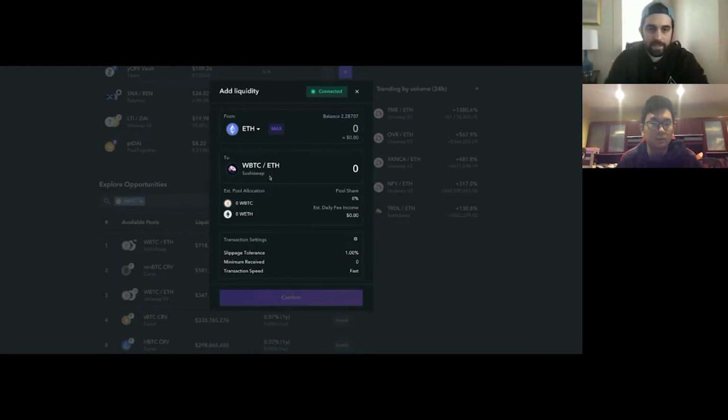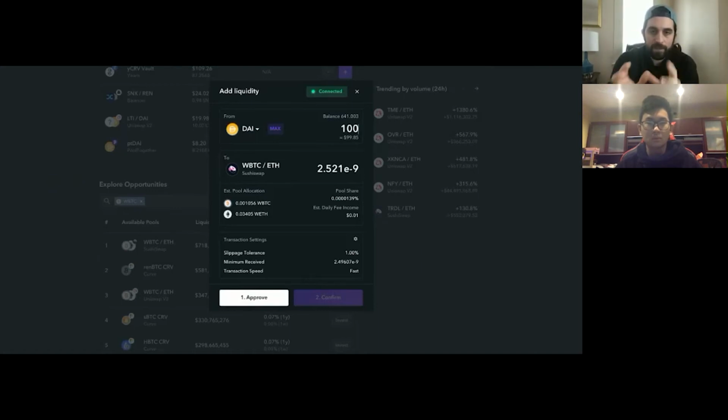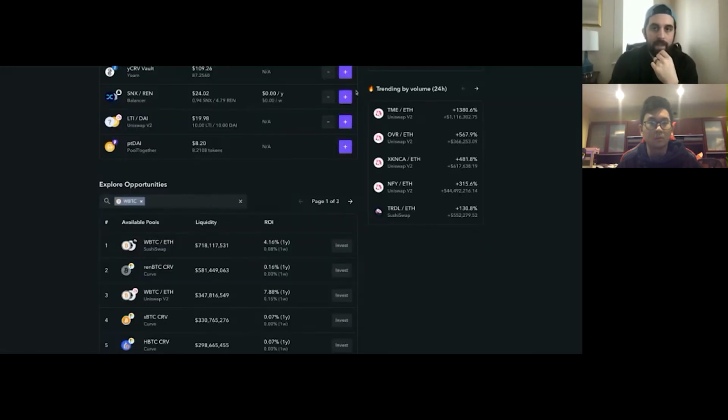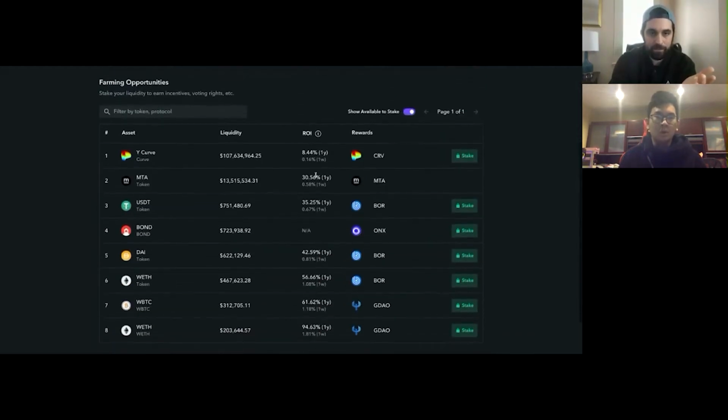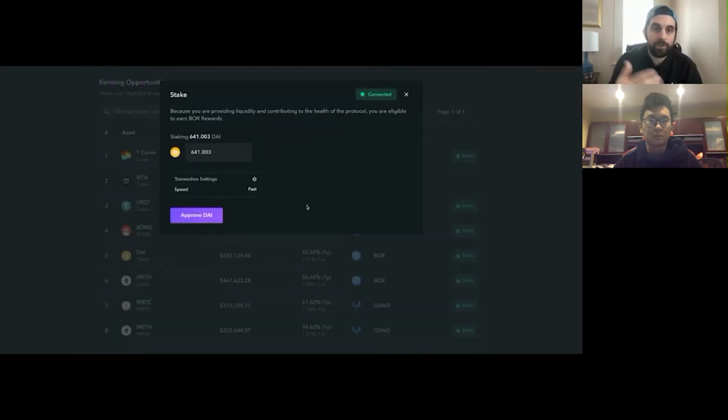Let's pretend in this case, instead of wrapped Bitcoin or Ether, let's start with a totally unrelated token like 100 DAI. Now what'll happen here is Zapper doesn't take custody of my funds, but it will take my 100 DAI and swap it into a 50-50 provision of the two tokens, and then add that liquidity to SushiSwap. Then I can stake the wrapped Bitcoin Ether LP here. I'll have a little stake button that allows me to do that. Here are a few examples of other LP tokens, or individual tokens like DAI that I hold, that I could choose to stake and start to earn rewards.